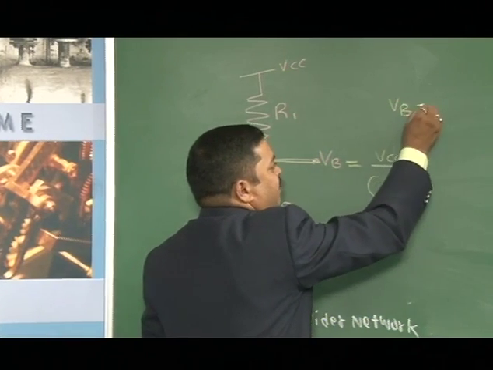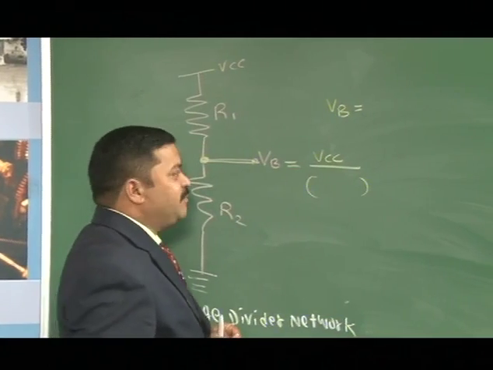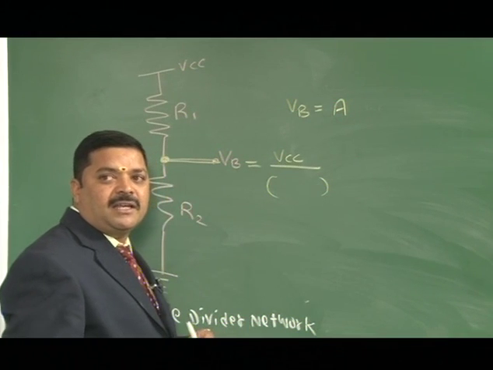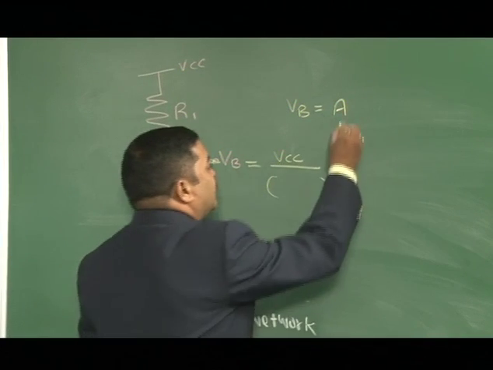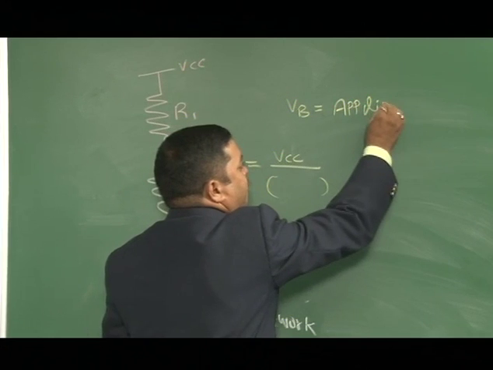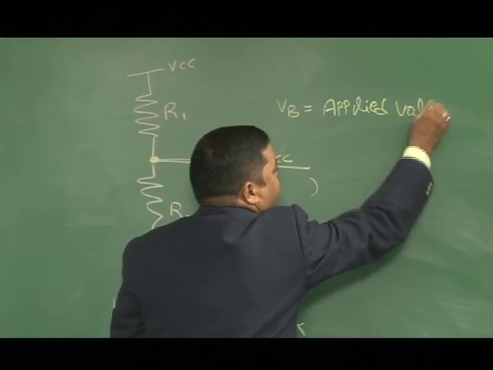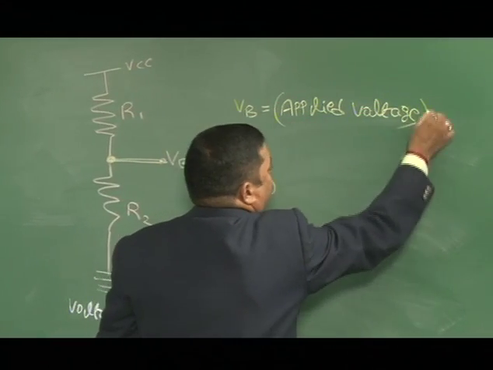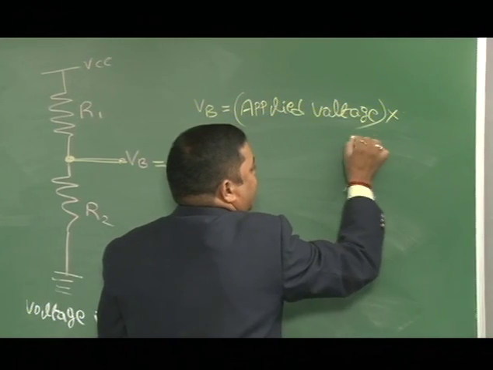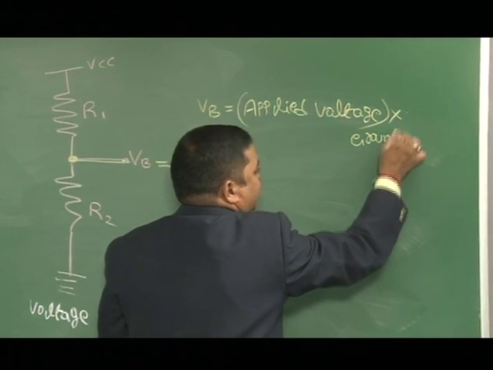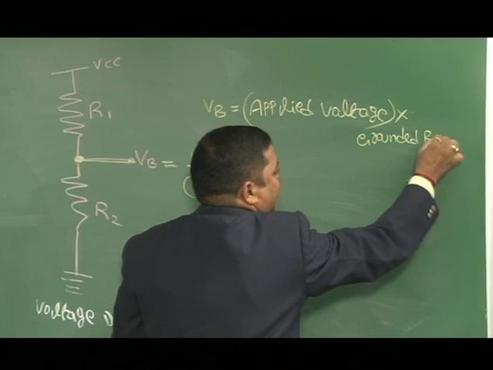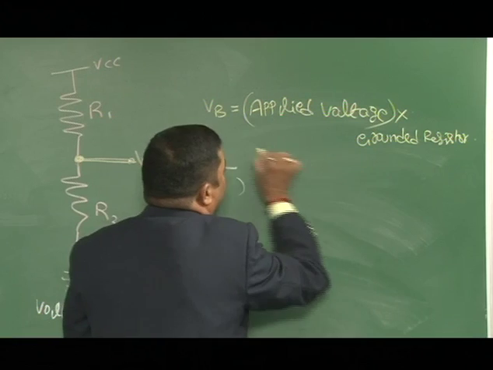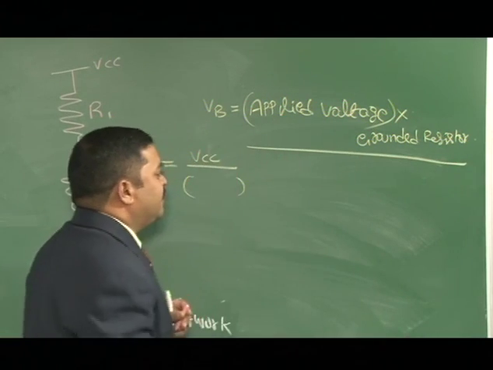VB is given by, you just remember this formula, and that formula is obtained by applying Thevenin's theorem. Applied voltage multiplied by the grounded resistance, I will write here grounded resistor, and this entire thing divided by the sum of the resistors.